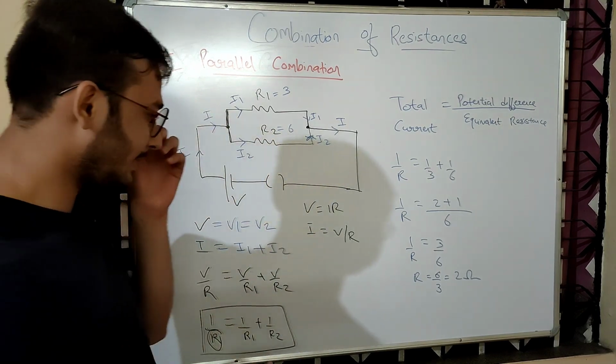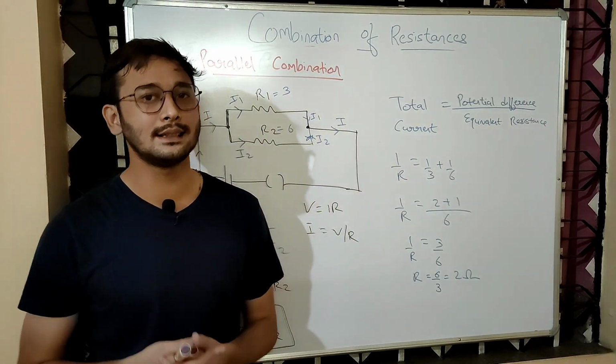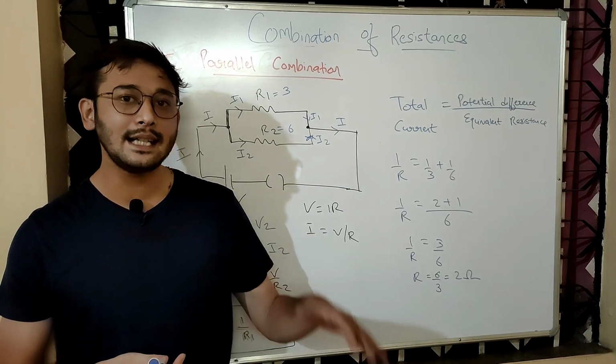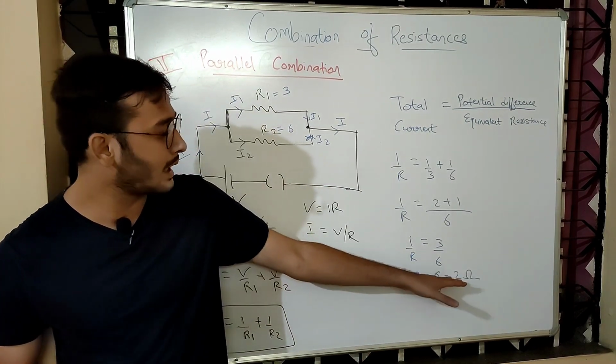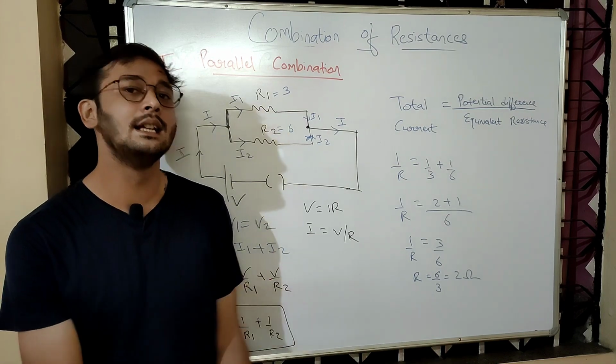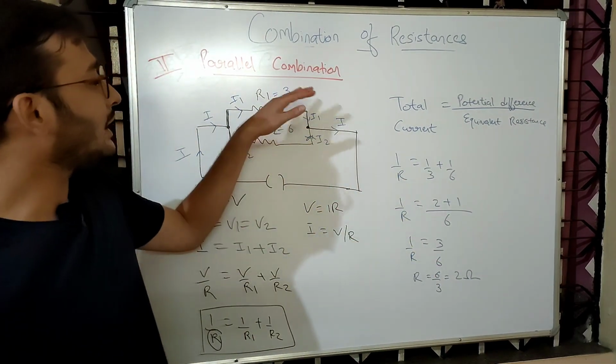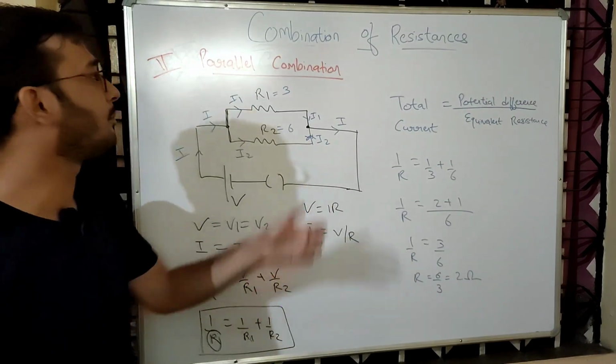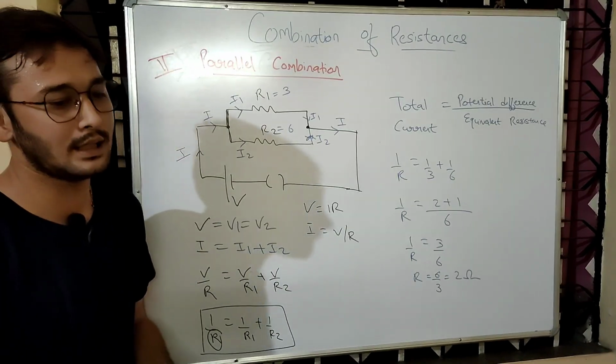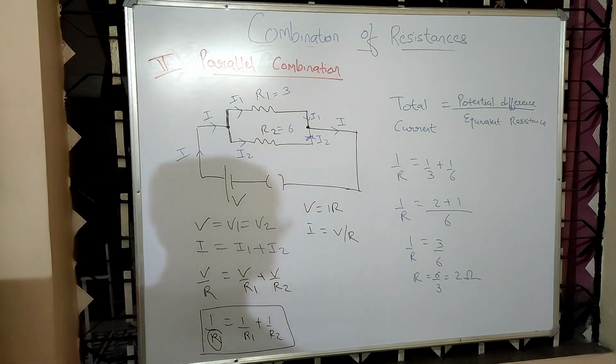So this question comes in exam: how will you connect two resistances such that the total current increases? अगर resistance कम हो गया तो current क्या होगा? Increase. The answer is, if I want the current to increase, the resistance to decrease, I will connect them in parallel combination. Right. So this was about series and parallel.